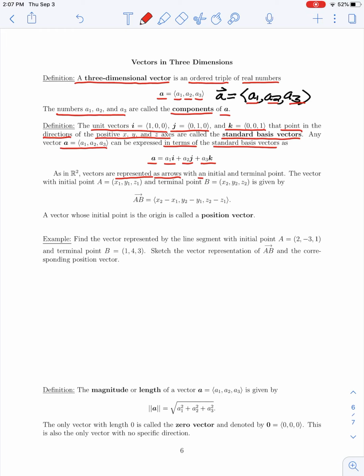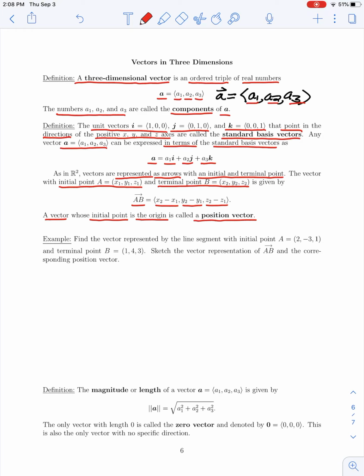So as we had seen in section 2.1 for vectors in the plane, we can represent vectors as arrows that have some initial point and terminal point. And the vector which has its initial point given by A, which is x1, y1, z1, and terminal point B, which is x2, y2, z2, that vector is denoted as AB with a little arrow over it. And the first component of that vector is the difference between the x coordinates for the terminal and initial point. The second component is the difference in the y coordinates of my initial and terminal point. And my third component is the difference in the z coordinates between that initial and terminal point. And any vector whose representation is drawn so that its initial point is the origin is called a position vector.